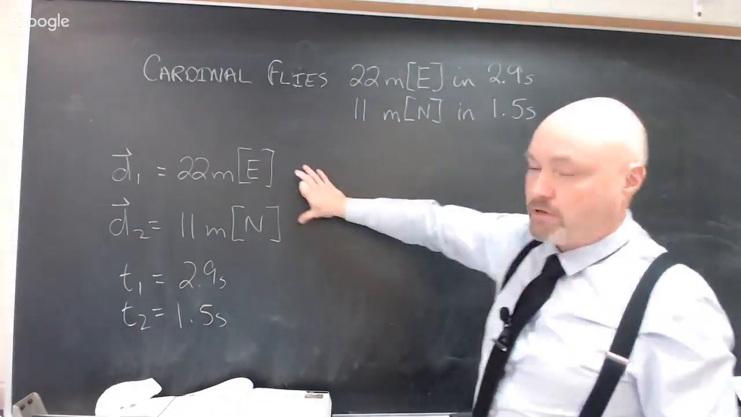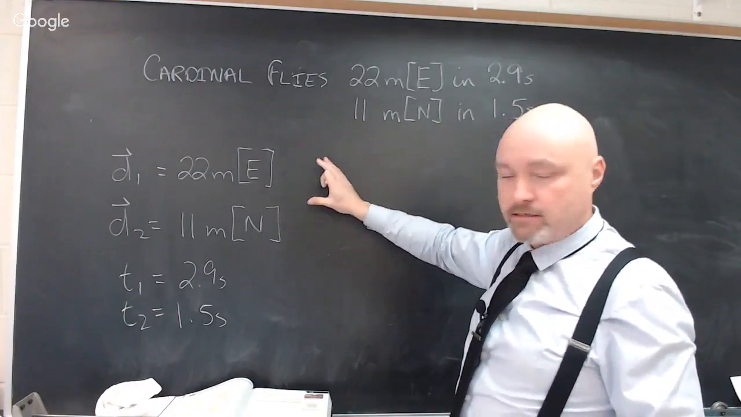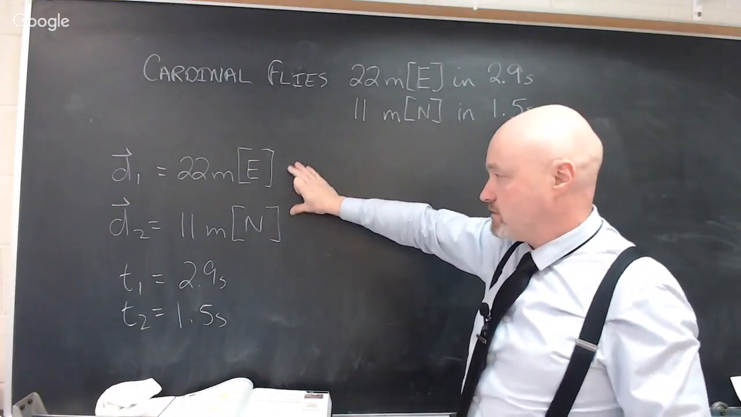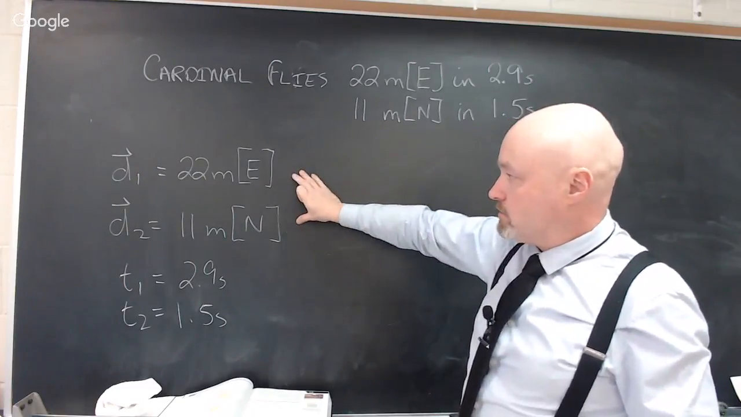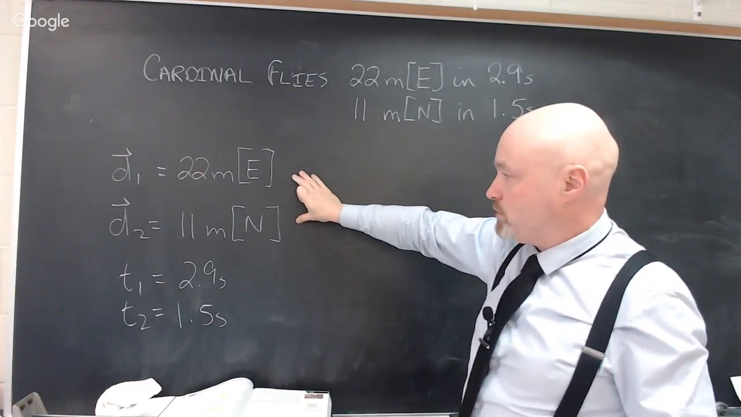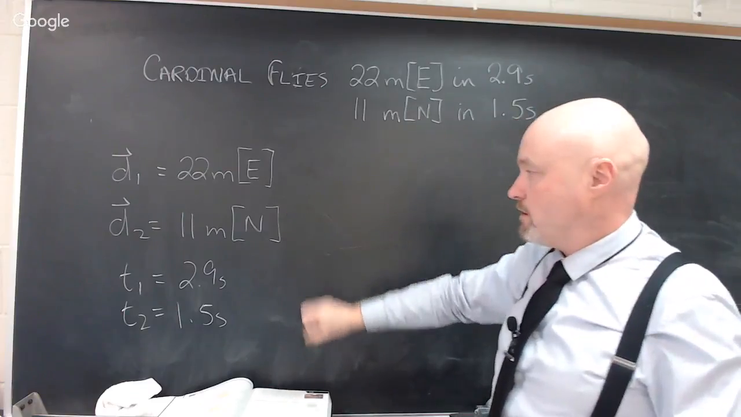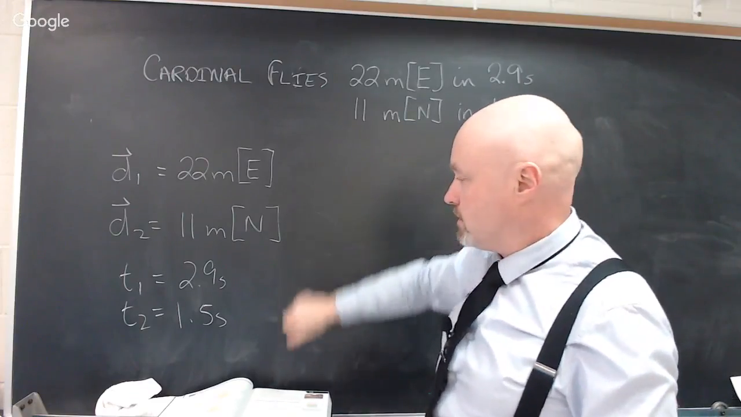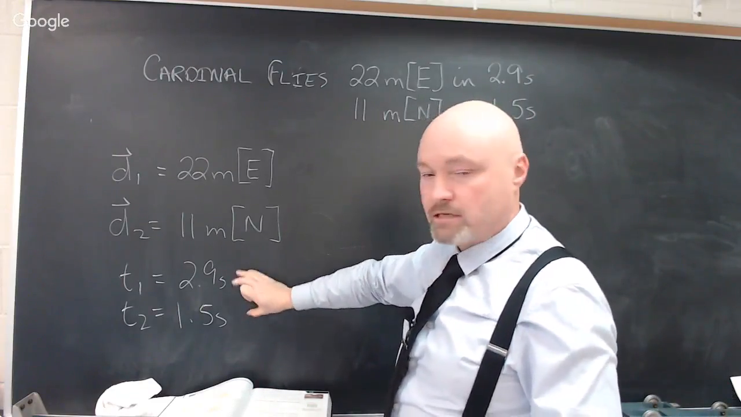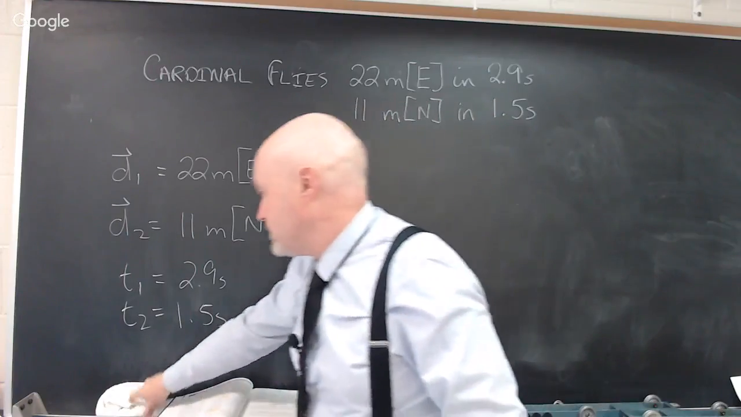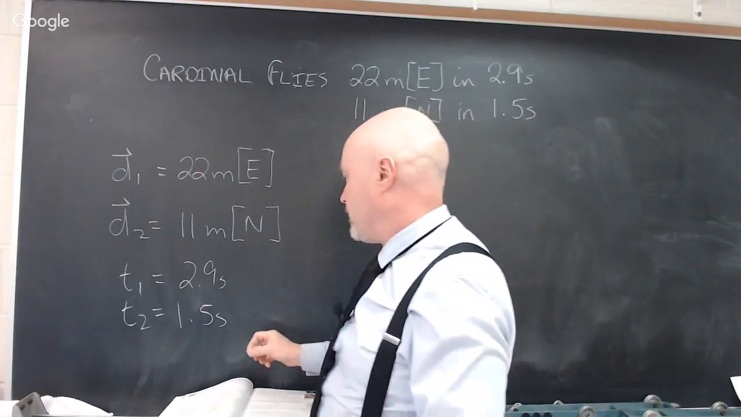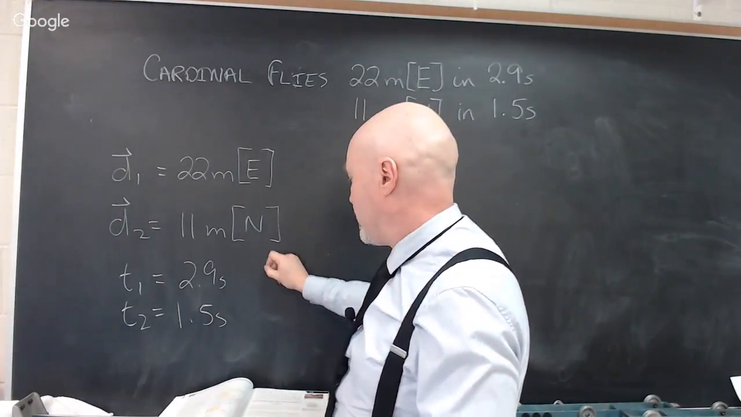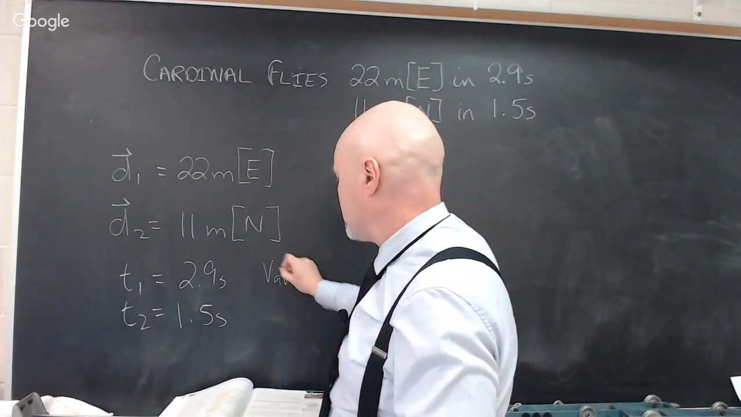I've broken out the givens over here, and I like to see that on your problems. I like to see the givens broken out and the requireds. And so the two givens were displacements, 22 meters east, 11 meters north. These are both vector quantities, and this is time, so this is a scalar quantity, 2.9 seconds and 1.5 seconds. And our required is to find average velocity.